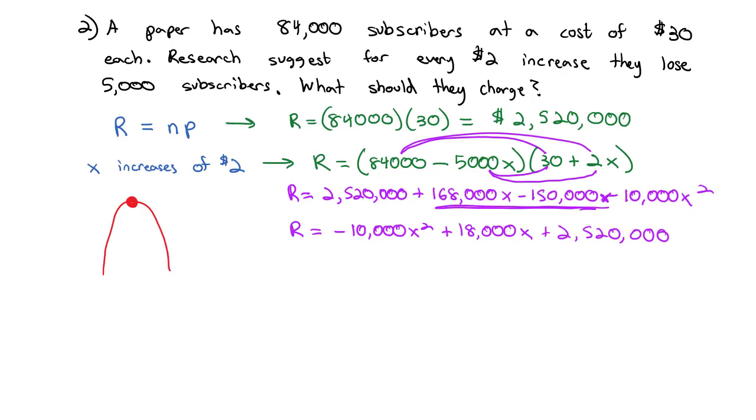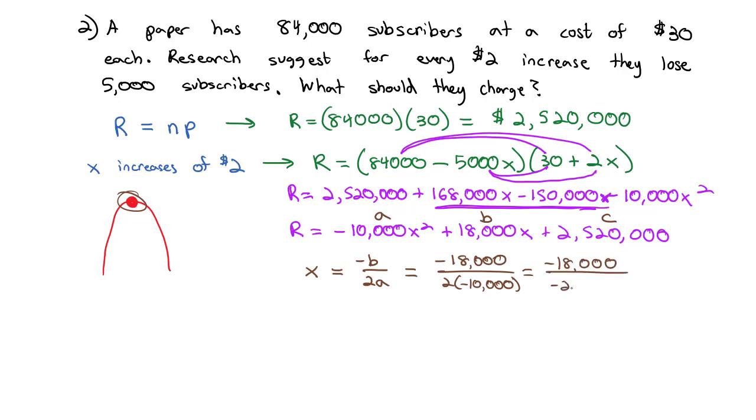Now we want the vertex to figure out what they should charge. x is the number of increases. And on the vertex, we know the vertex is the opposite of b over 2a. So if we label them a, b, and c, that gives us the opposite of b, which is negative 18,000, over 2 times a, which is negative 10,000, multiplying 2 times negative 10,000 is negative 20,000. And if I divide that on my calculator, I get 0.9.